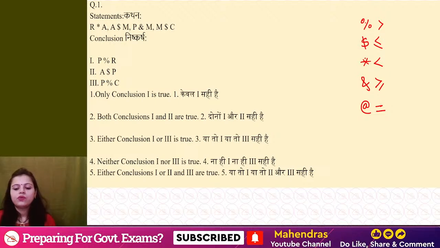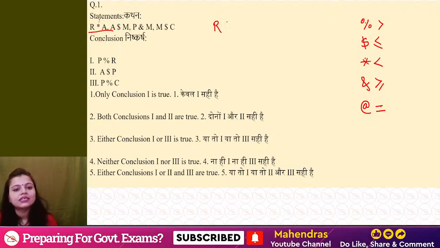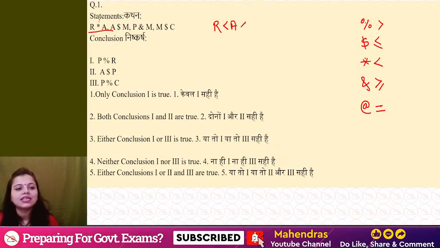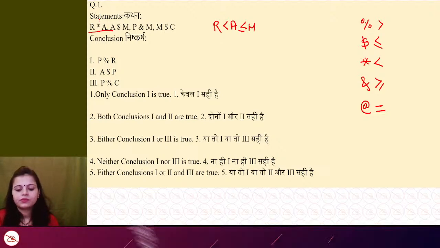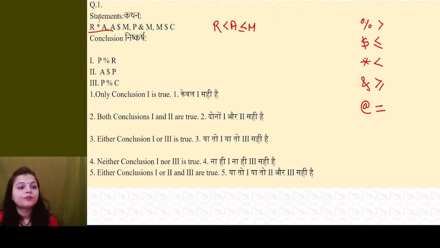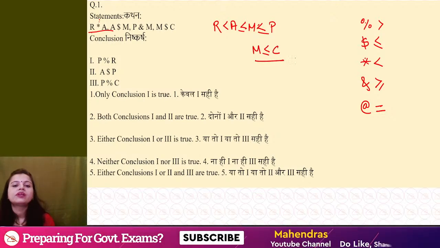Okay. Now, in this type, how can you solve this question? See, first just join all the statement. R asterisk. Asterisk means less. So R is less than A. Then A dollar M. Dollar means what? Less equal. So we can say A is less equal to M. Okay. Next, P and means greater equal. P is greater equal to M. And M dollar. Dollar means less equal. M less equal to C. So there is no place for M and C. So just write down separately.